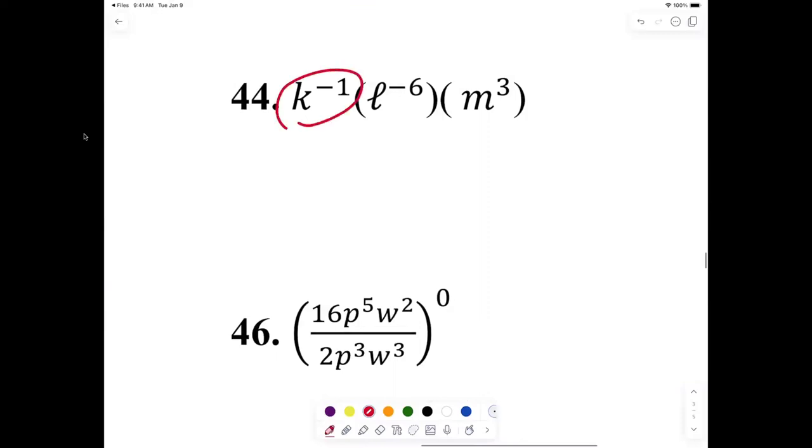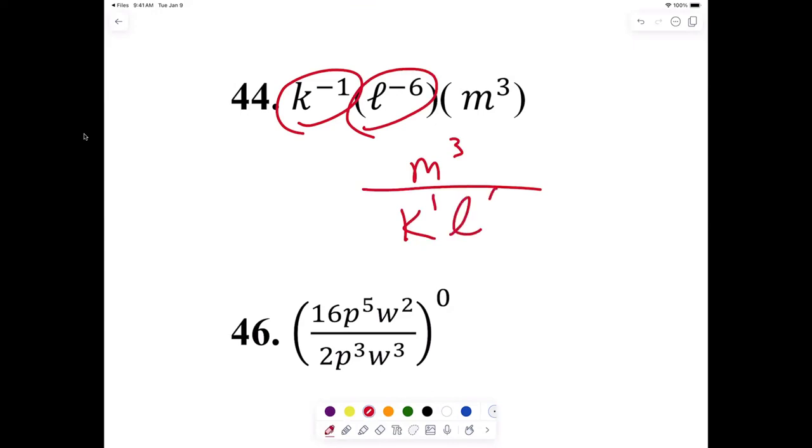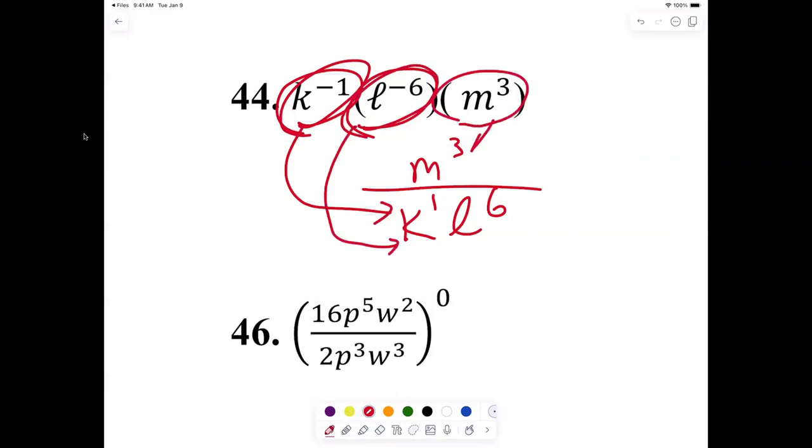Okay, this is to a negative exponent. This is to a negative exponent. M cubed over K to the 1st, L to the 6th. Do you understand that? Sure, that's your answer. If it has a negative exponent, it moves. This has a negative exponent, so I drop it down below. This has a negative exponent, I drop it down below. This is a positive exponent, so it stays home.